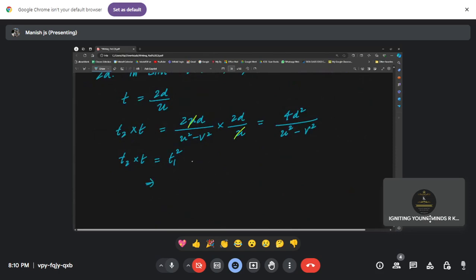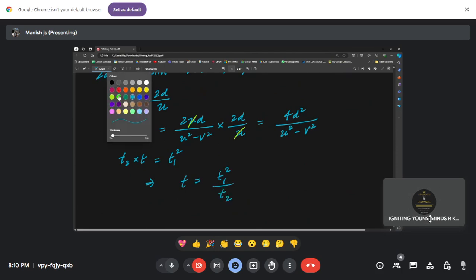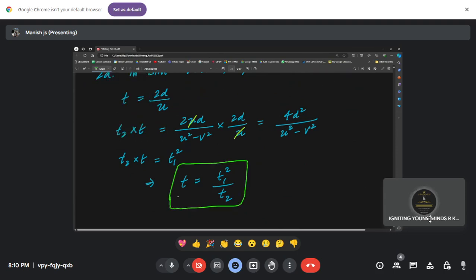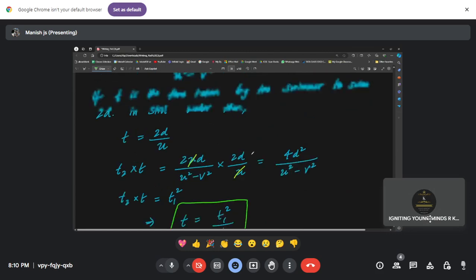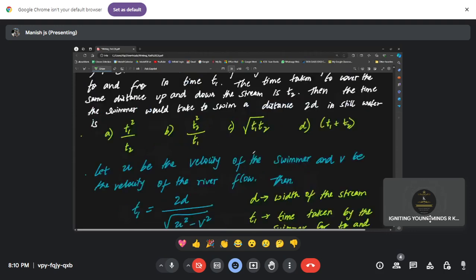So what does T equal to now? T is equal to T1 squared upon T2. And that's your answer. So you will get time as the ratio of the squares of time T1 and T2. Okay, so the answer is option A. So this is your answer. So that's how you approach this question.